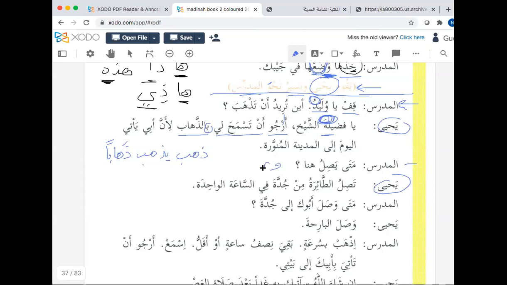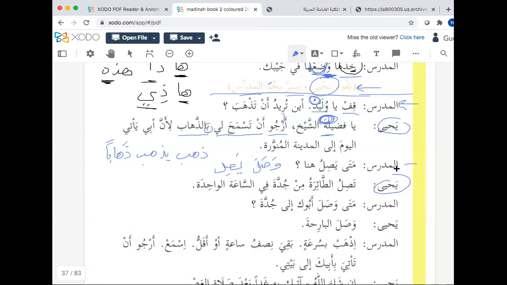Wasala yasilu. Mata yasilu huna. When does he arrive? Yahya said, tasilu. Try to avoid making this long. Say tasilu. تسيل الطائرة من جدة في الساعة الواحدة.